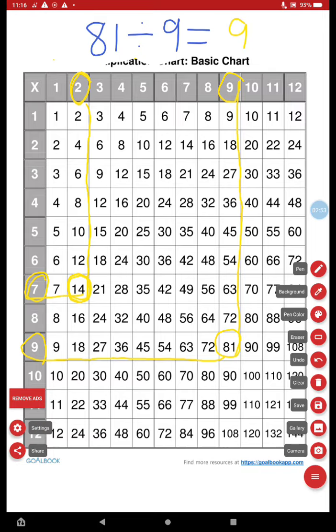You're going to find a blank multiplication chart in your packet this week. That's because you can use it to help you with these division problems. Now let's jump into how to actually do the long division.